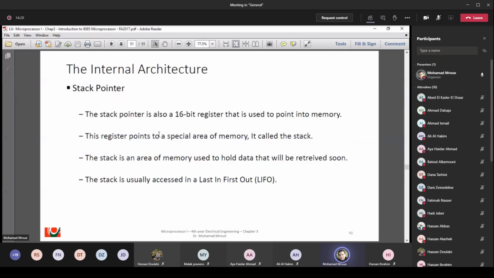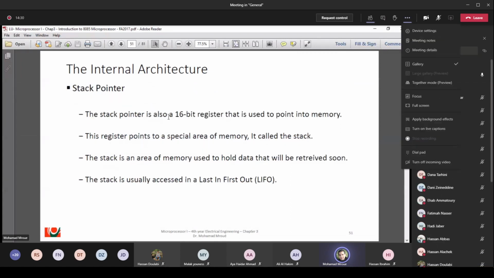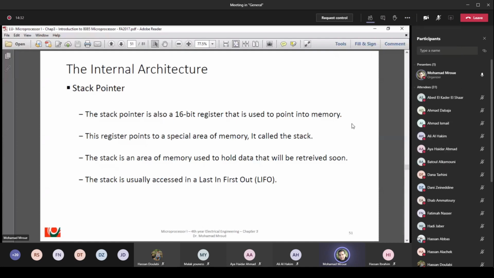Now the stack pointer is also a 16-bit register that is used to point into memory. This register points to a special area of memory, which is called the stack. The stack is an area of memory used to hold data that will be retrieved soon, and it is usually accessed in a last in, first out manner.